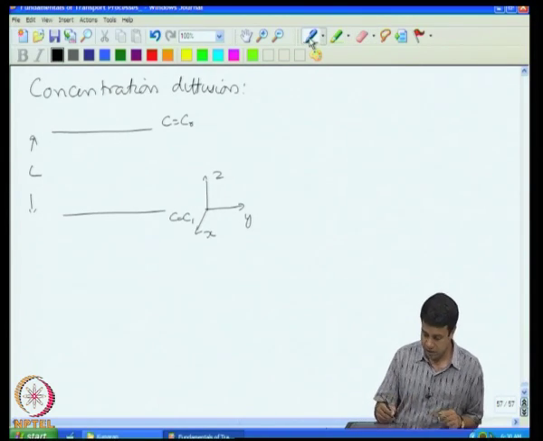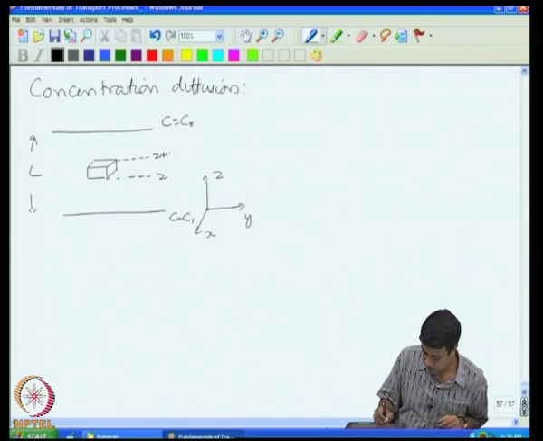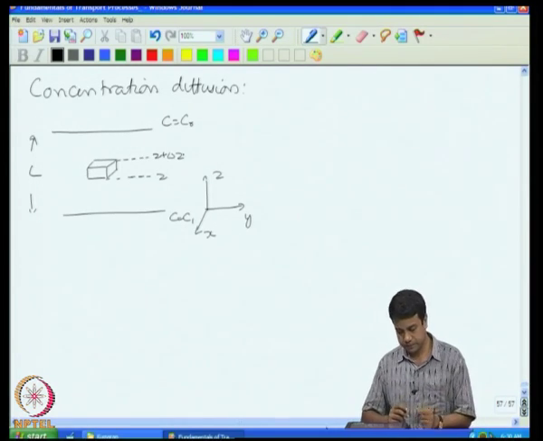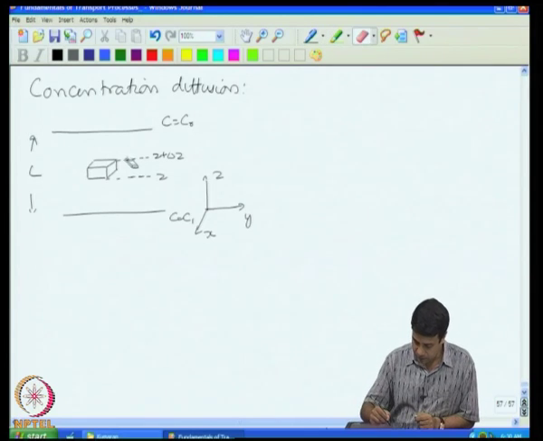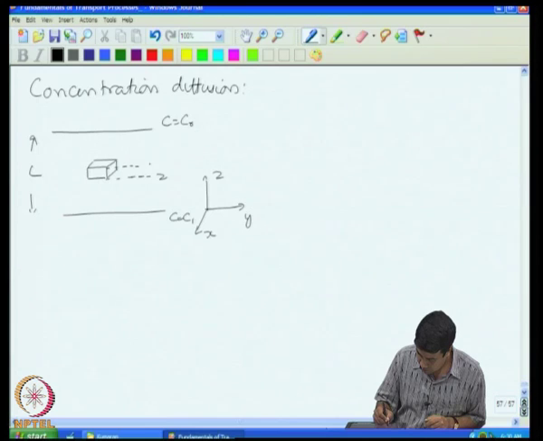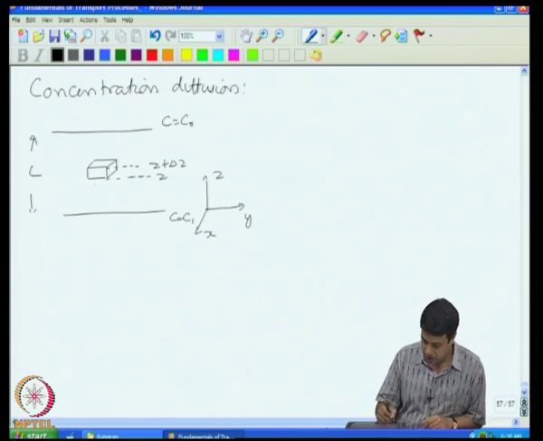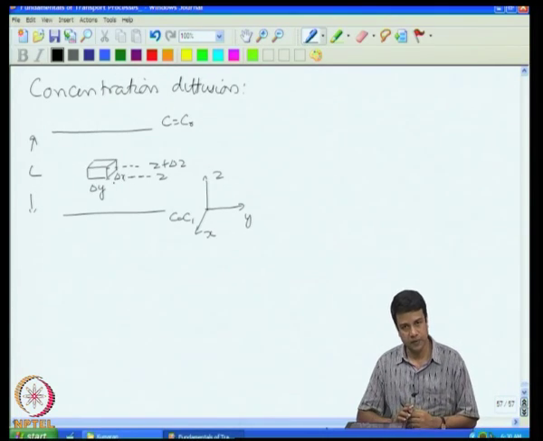So, once again we take a small differential volume, the shell balance, between the location z and z plus delta z, of height delta z and thickness delta x and delta y in the two directions.